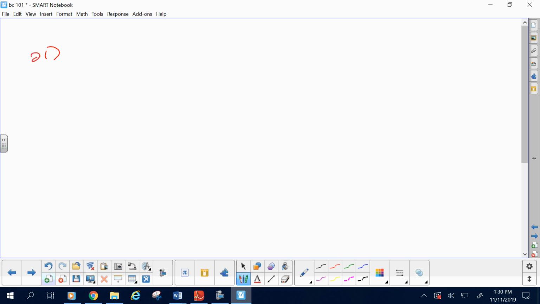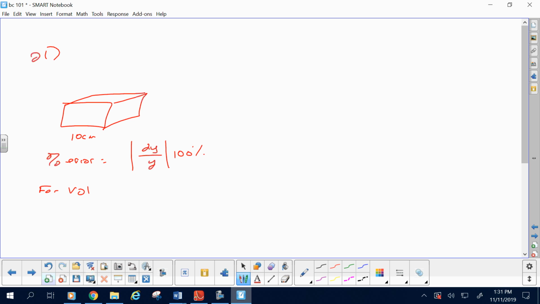21. The side of a cube is measured as 10 centimeters. However, there could be error. How accurate must the measure of the side be in order to get the percent error estimate of the volume below 5%? Oh, that's a humdinger. What do you say? How do you do percent error? dy over y times 100% to make it a percent, right? In this case, for volume, percent error is dV over V times 100%, and it has to be less than 5%. That would imply that dV over V has to be less than 1/20.